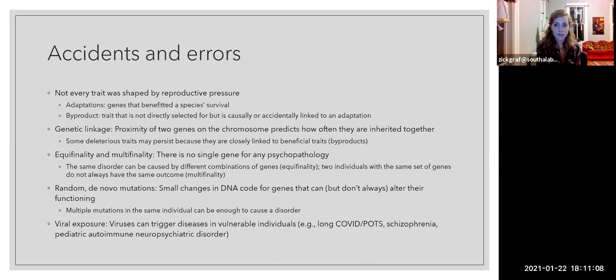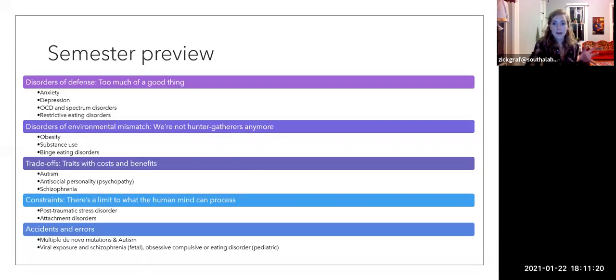Other examples of virus exposure triggering psychopathology include schizophrenia and OCD symptoms and eating disorder symptoms caused by a syndrome called pediatric autoimmune neuropsychiatric disorder. Okay, that was a lot. This is all just kind of a preview of themes that are going to come up throughout the semester. So there's really no need to worry too much about memorizing this.